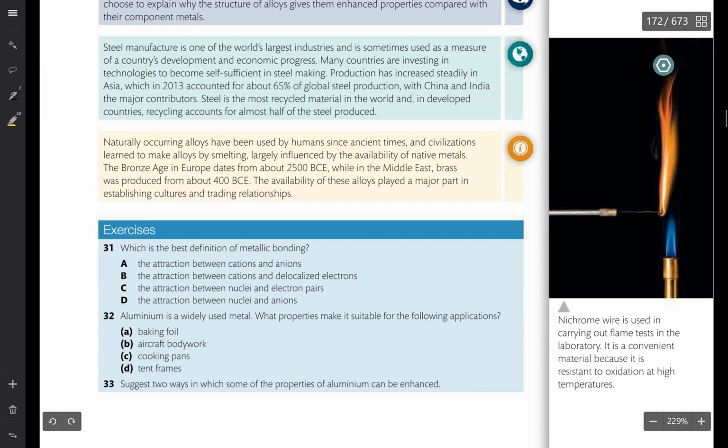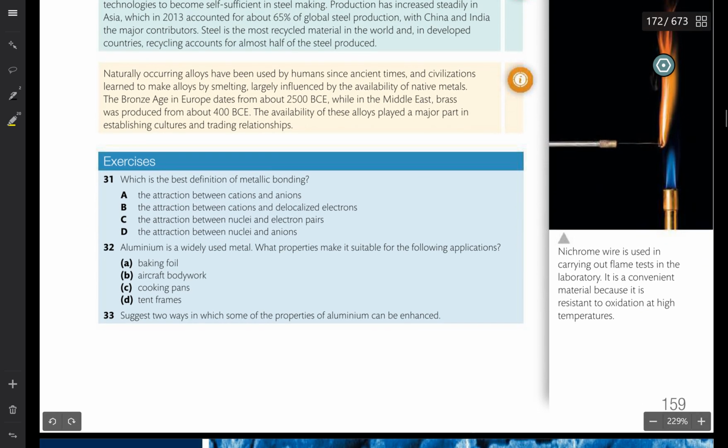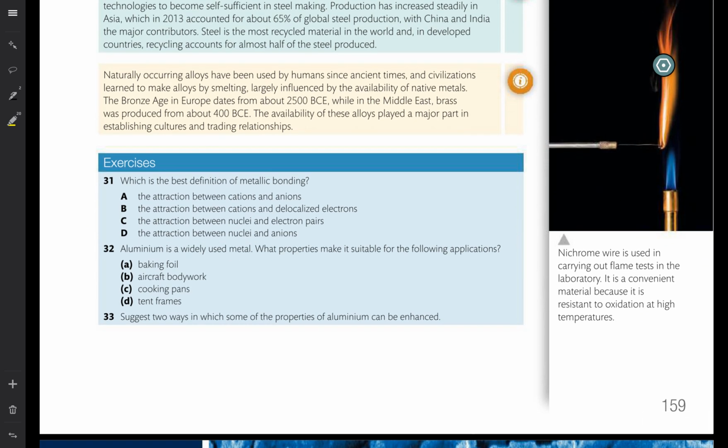Now let's answer some questions. Question number 31, 32, and 33. Question 31 says, which is the best definition of metallic bonding? The answer is B, the attraction between the cations and delocalized electrons. It's very important. In the metallic bond, you have delocalized electrons.